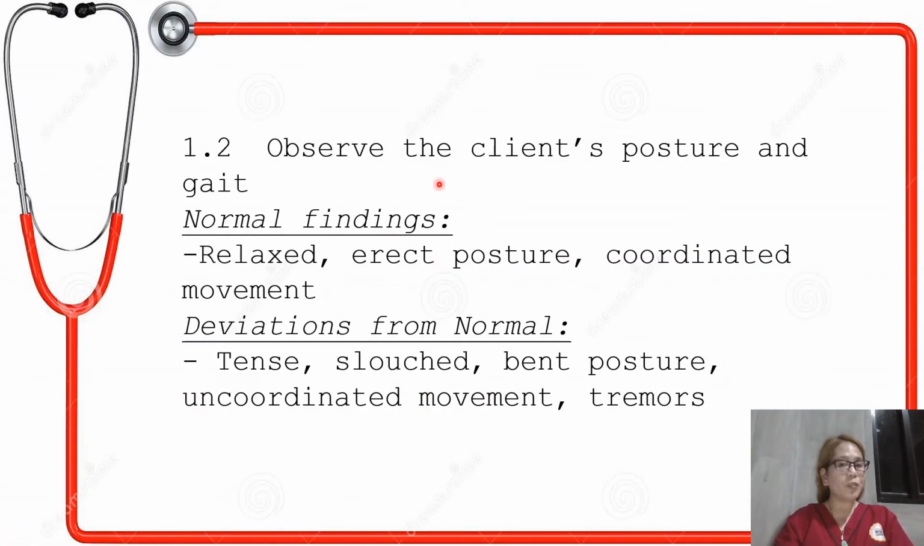Observe the client's posture and gait. The normal findings, it should be relaxed, erect posture, and coordinated movement. Deviations from normal, the patient looks tense, nakaslouch, probably may pain si client or may problem with the lungs. Bent posture, uncoordinated yung kanyang movement, might have tremor si patient.